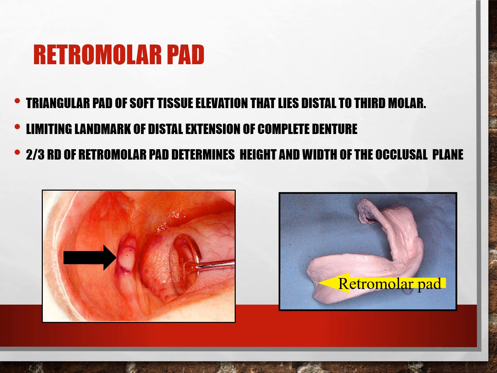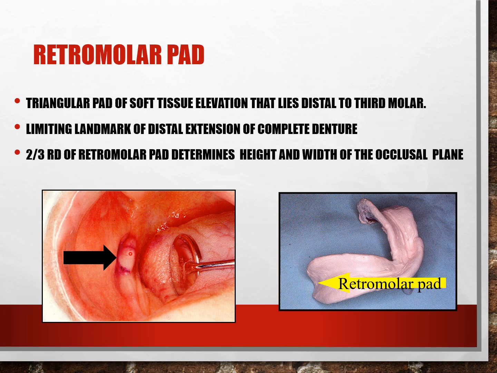Now coming to the next important part, that is the retromolar pad. It is a triangular pad of soft tissue elevation that lies distal to your third molar. We can see in the picture here, this is the retromolar pad. It lies distal to your third molar. So it is a limiting landmark that will mark the distal extension of your complete denture.